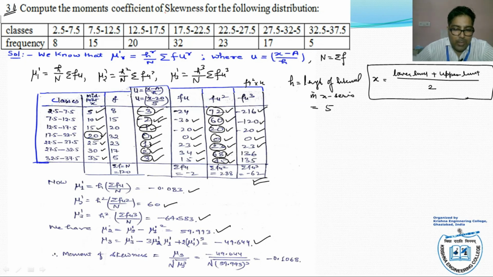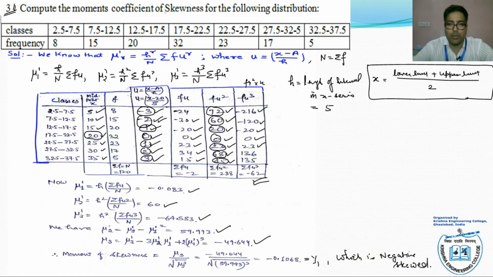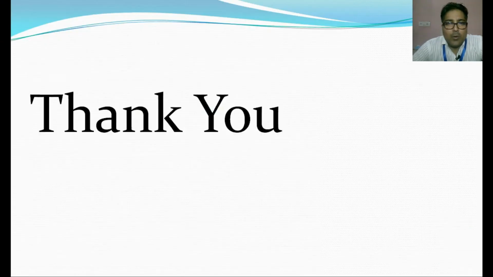Put this value, we get gamma 1 is equal to minus 0.1080, which is negative skewed. I hope you understand very well these problems. These 3 problems are very important problems from the exam point of view. Okay, thank you.